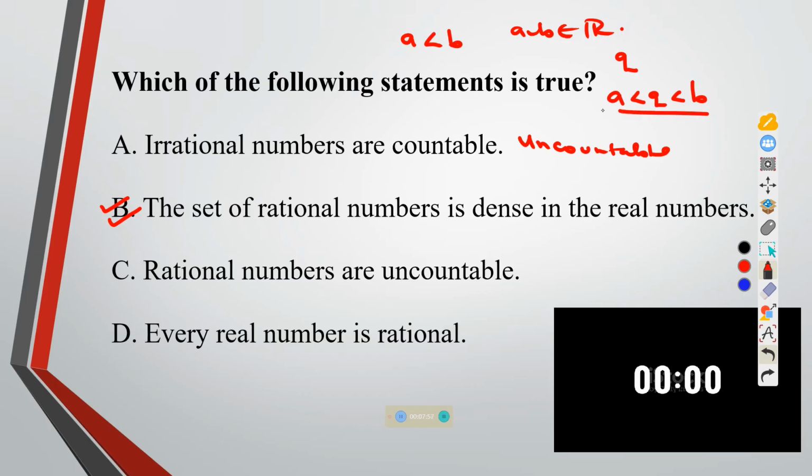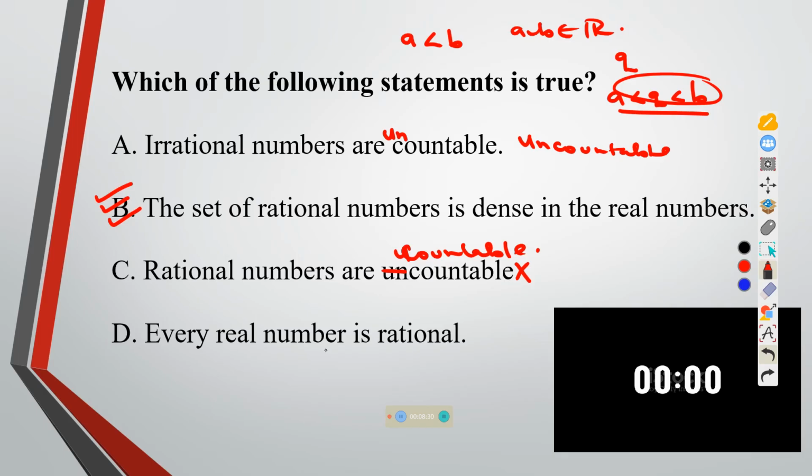So whenever we say that the set of rational numbers is dense in the real numbers, it means that between any two real numbers that you think about, you can always get a rational number. So that is what it means, and that makes this one true. Rational numbers are uncountable. This is false because rational numbers are countable. Irrational numbers are uncountable.